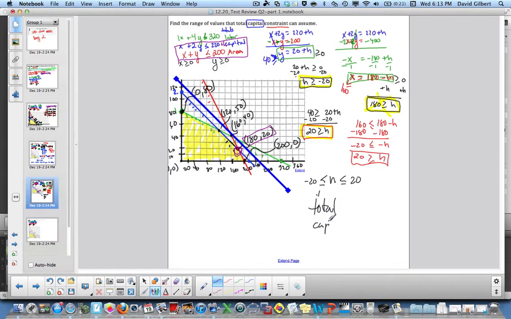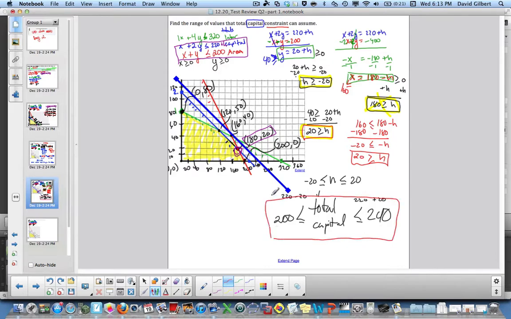All right, since the total is already 220, that means that the total capital must be between what it is now, 220 minus 20, which is 200, and 220 plus 20, which is 240. That's the limitation on the total capital.